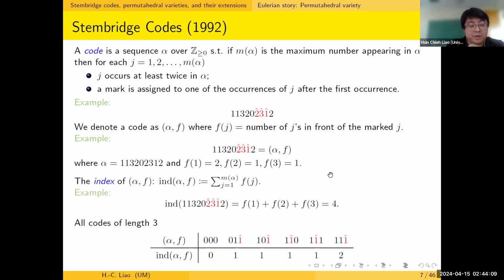With this, we can define what is called the index of a code. The index of a code is just the sum of all the f values. In our example, the index is 2 plus 1 plus 1, which is 4. So we have a code and we have an index. Looking at codes of length 3, we have 6 of them, and the corresponding indices form the distribution 1, 4, 1.